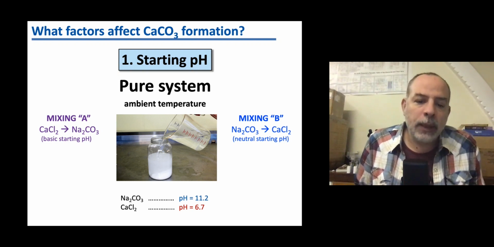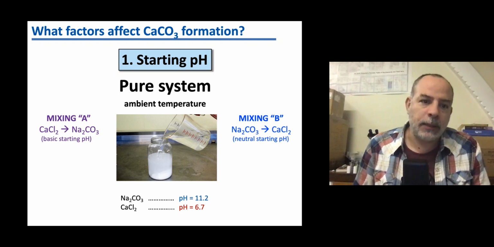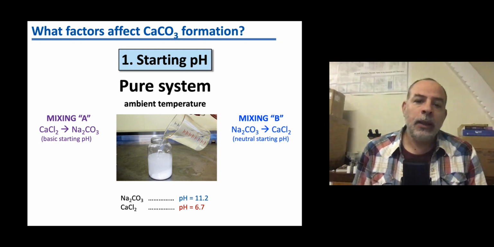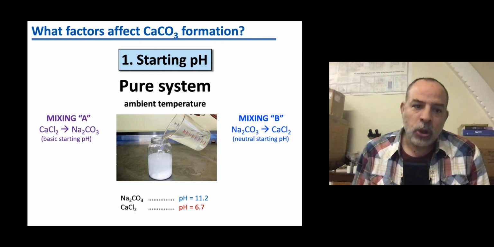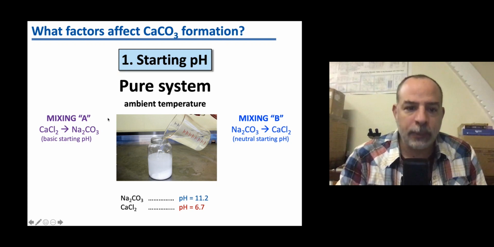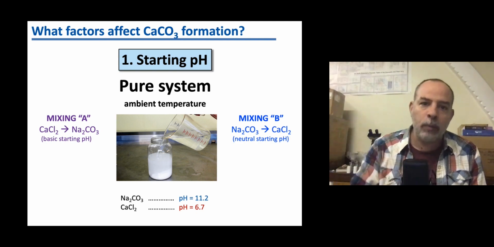And if you want to make calcite, you can think that you can make two solutions and mix them. You can make a calcium chloride solution and a sodium carbonate solution, but you can mix them in two different ways. You could add the calcium chloride to the sodium carbonate solution, or you could add the sodium carbonate solution to the calcium chloride solution. I mean, you can add A to B or B to A.